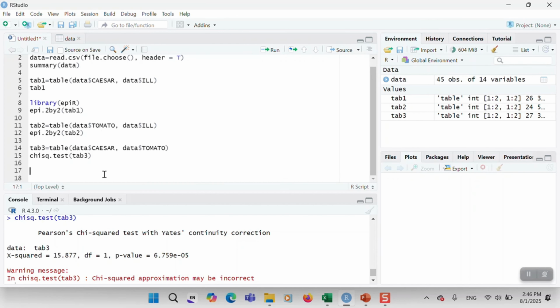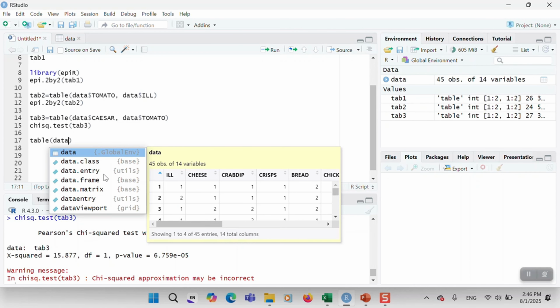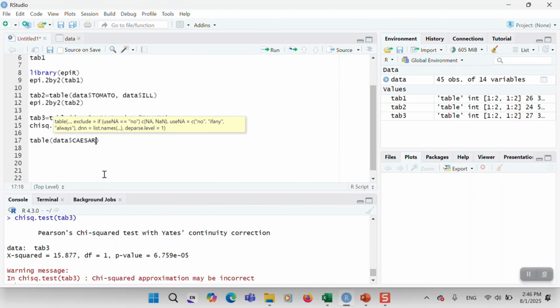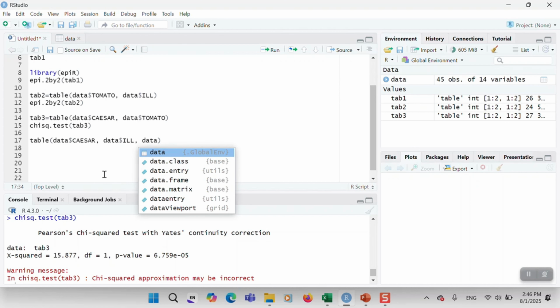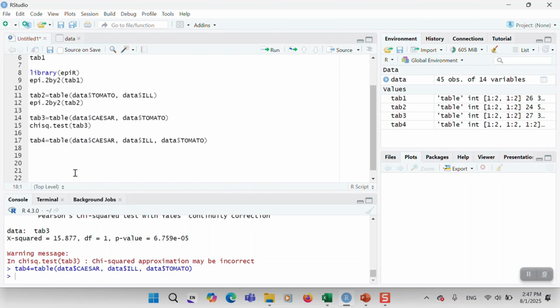The table that we create here is going to be a three-dimensional table. The first dimension is going to be your exposure, which in our case is Caesar salad, right? So Caesar is your exposure. And the outcome is illness. The last one is going to be your confounding variable, which is tomato. So let's store this in an object, table 4. And let's look at table 4 to better understand it.